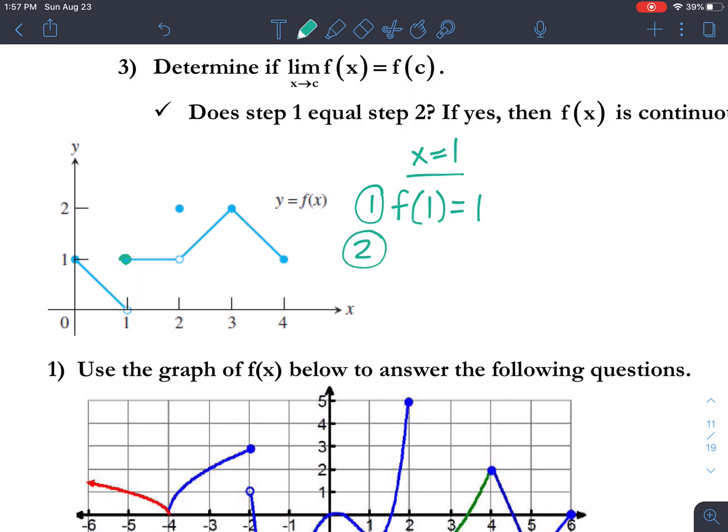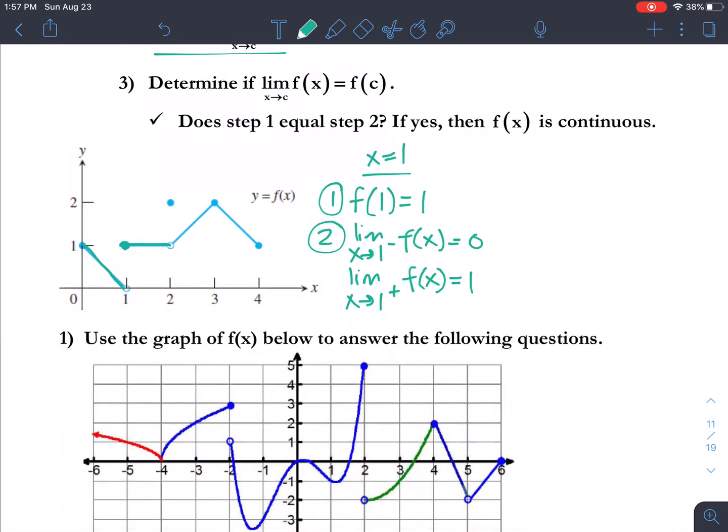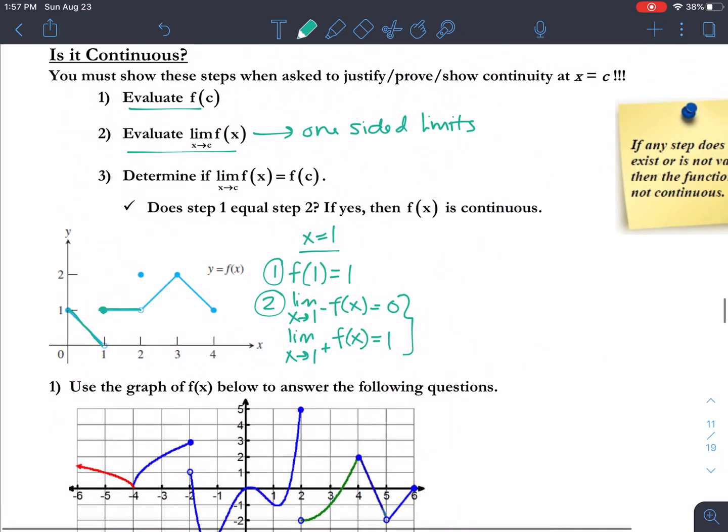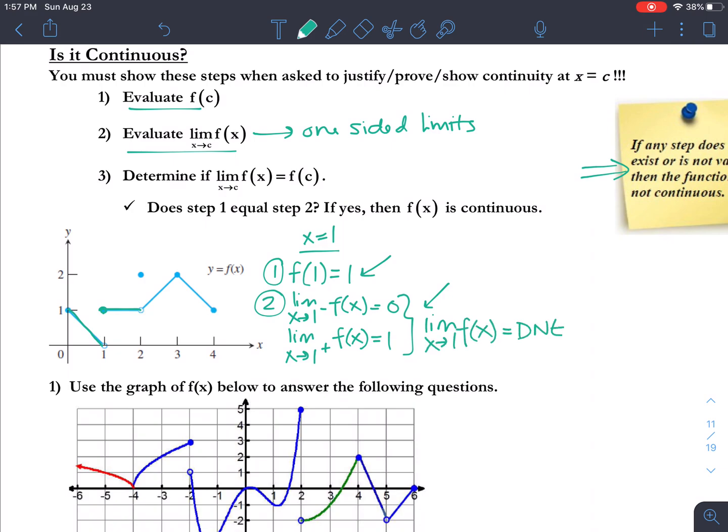You would now do step 2, which is finding the limit. So you would do the limit as x approaches 1 from the left. As x approaches 1 from the left, we approach 0. And the limit as we approach 1 from the right, we approach 1. Okay, so we already know right now that this is not continuous because, remember, if one of the steps does not exist, in this case the limit as x approaches 1 does not exist, then it is not continuous at 1.